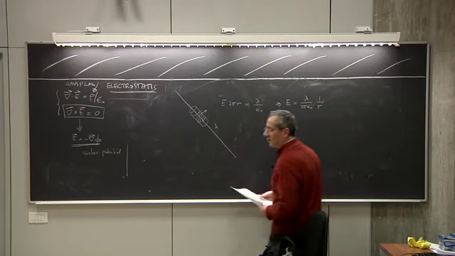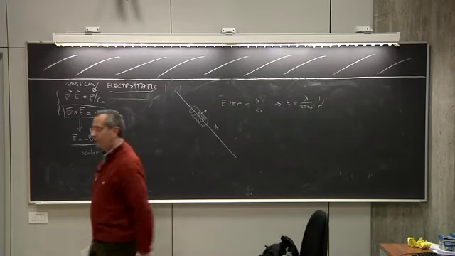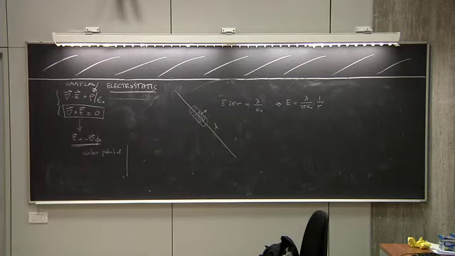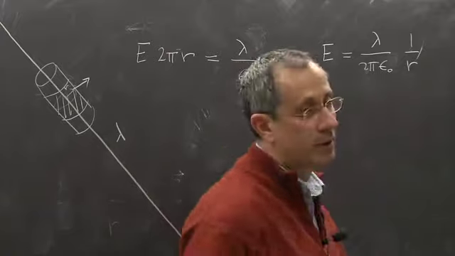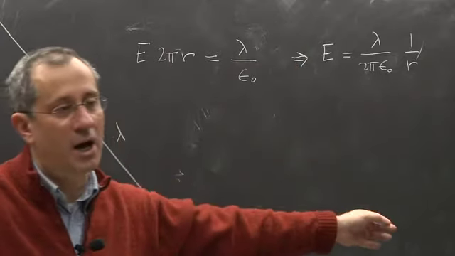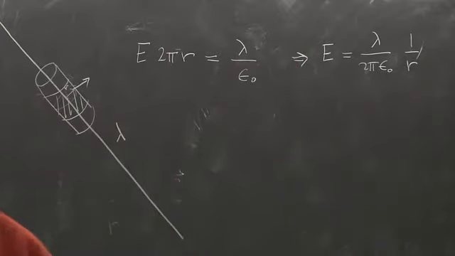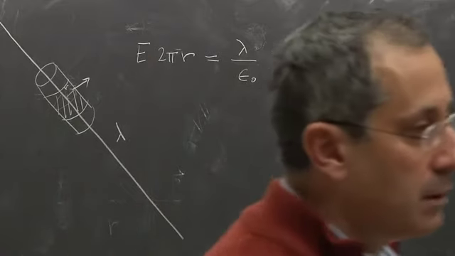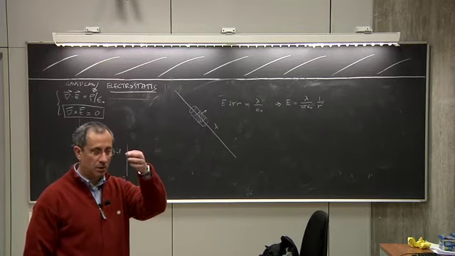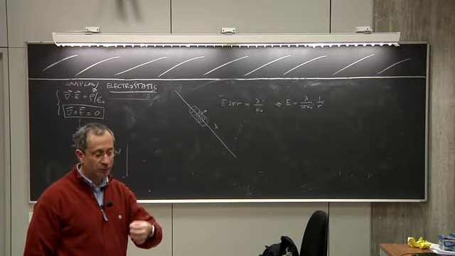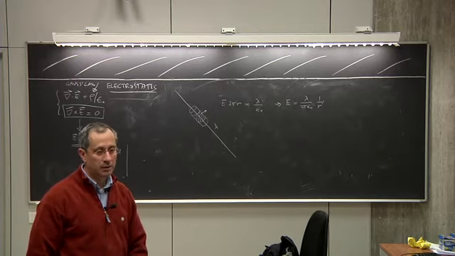So here the field does not drop like 1 over r squared, like for the single charge; it goes down like 1 over r. So it decays more slowly, because you have this infinitely long charge, so the field is stronger. Here, lambda, the charge is uniformly distributed along this wire.